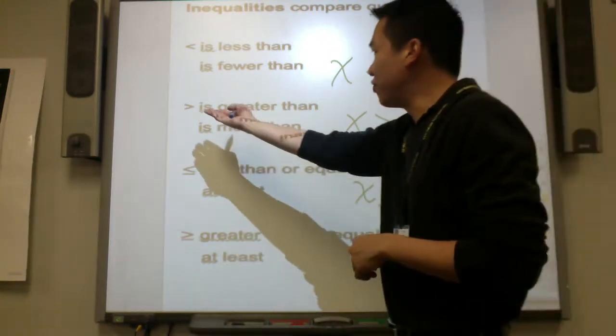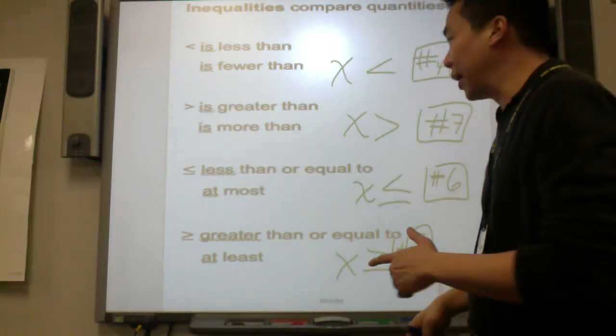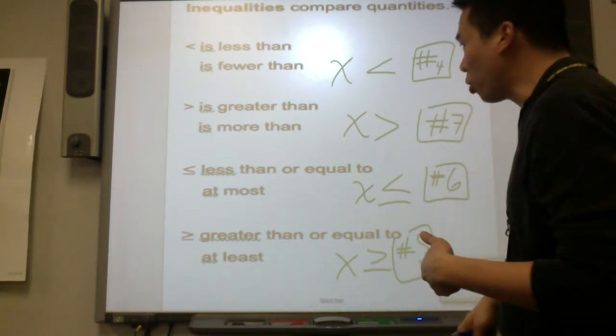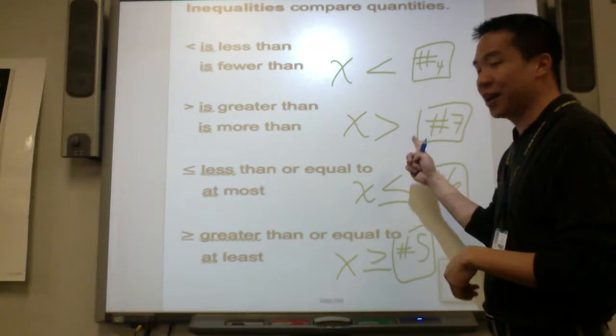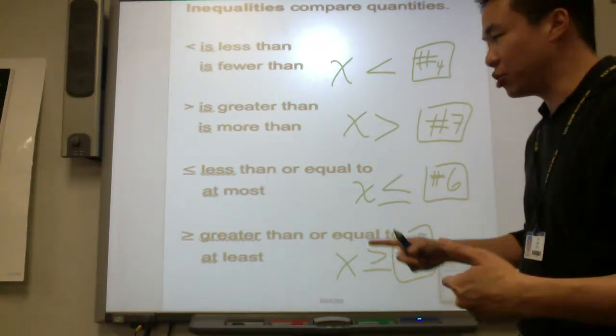What about this one? If it's facing this way, it's greater than or more than. Name some numbers that are more than 7. 8, 9, 10, 11, 12, 13, 14. Can I include 7? No, because that would be equal to.